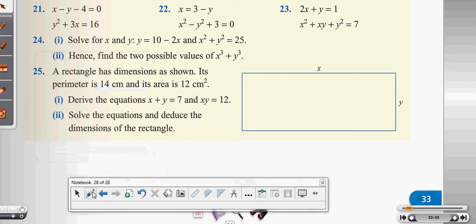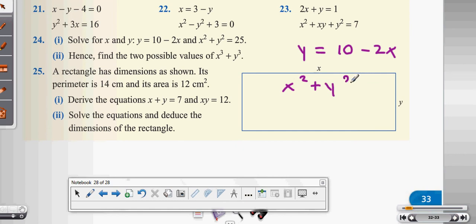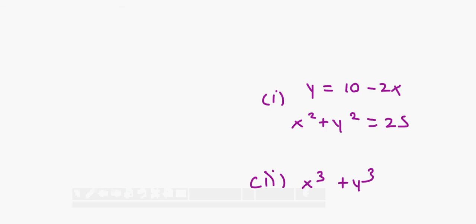Okay, so for this question, question 24, we have to solve for x and y, where y is going to be equal to 10 minus 2x, and x squared plus y squared equals 25. Then, in part 2, we're asked to find two possible values for x cubed plus y cubed. So with this in mind, we'll go on to our question and try to solve it.